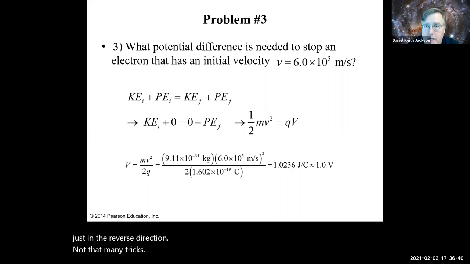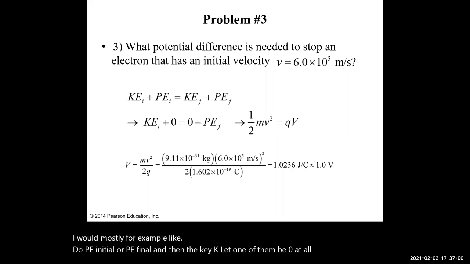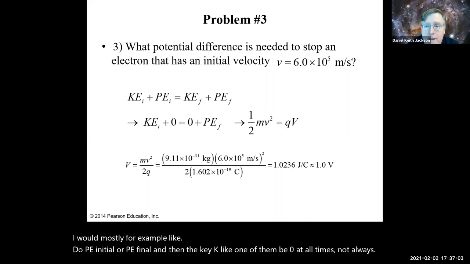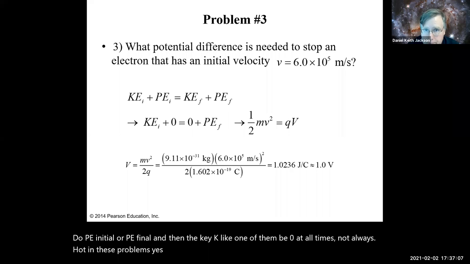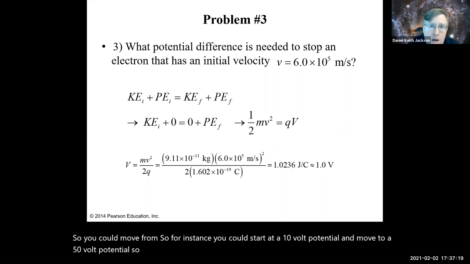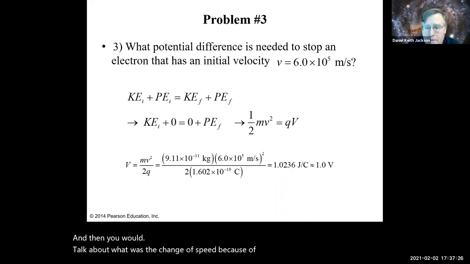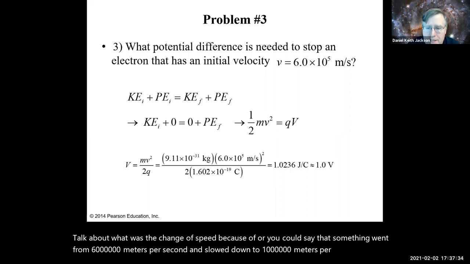Okay, so my next question is, does anybody have any last questions on this before we move forward? Just one quick question. Yep. Would one of them, for example the PE initial or PE final, or the KE, be zero at all times, making the equation 1/2 mv squared equal to QV in most situations? In these problems, yes, but not necessarily so. Okay, makes sense. All right, thank you. You could start at a 10 volt potential and move to a 50 volt potential, so the difference between them was 40, and then you would talk about what was the change of speed because of that. Or you could say that something went from 6 million meters per second and slowed down to 1 million meters per second. What potential was necessary to make that change of speed?